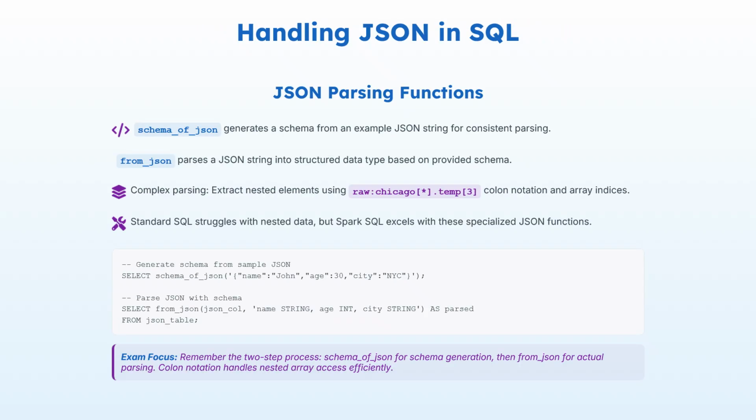To work with JSON data, first generate a schema from a sample using schema_of_json. Then, use from_json to parse the data according to that schema. If you need to extract nested elements, use colon notation and array indices. The key is to follow the two-step process: schema generation, then parsing.